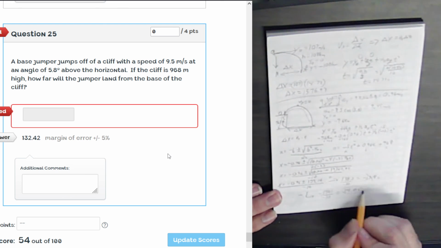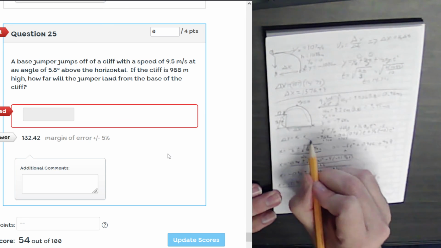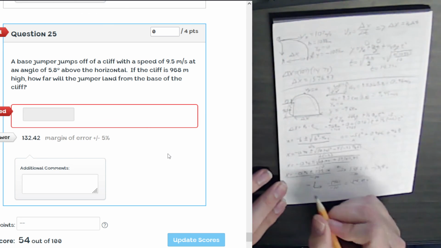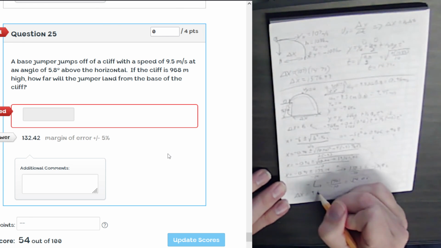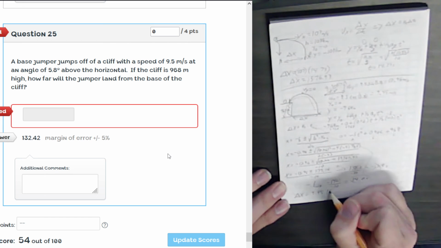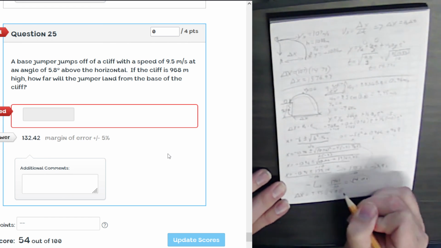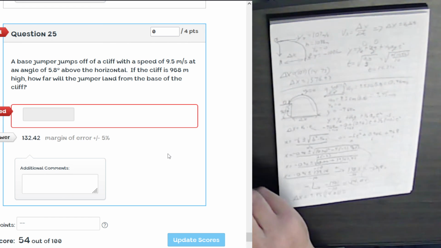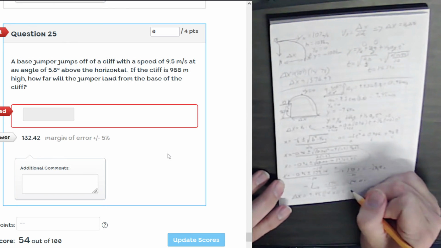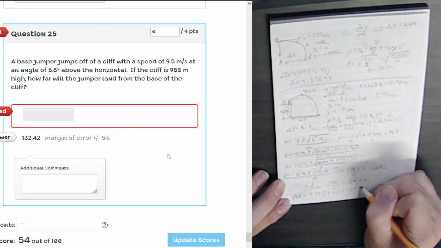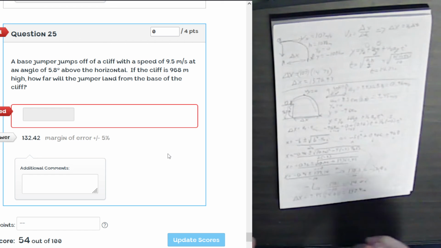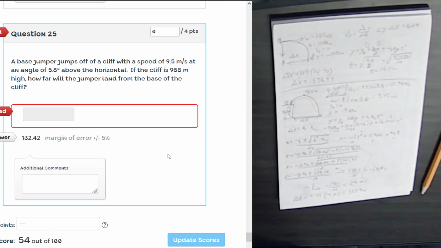So now we're going to use this time back over here with this guy. And we get delta x equals the x velocity, 9.45, times 14.01. And we get a range of 132.4 meters. And that's it. All right. Hopefully that was helpful.